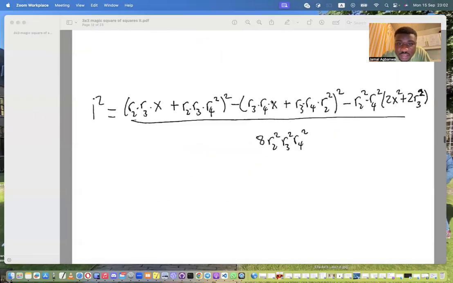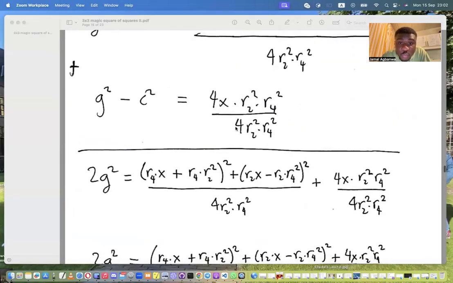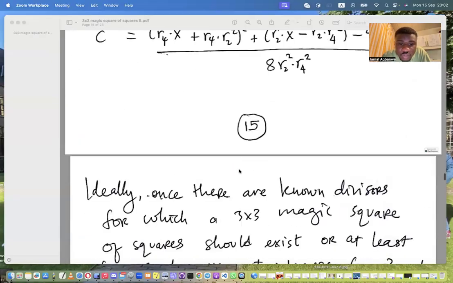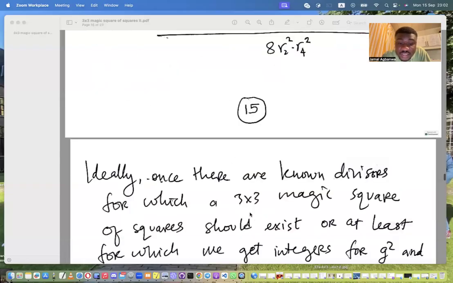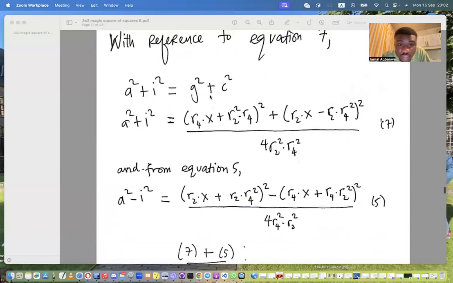So that was how we did things, and that was how we were able to get the simultaneous equation and these equations. By getting these equations, a squared plus i squared equals g squared plus c squared, the rest is just operation work, and we got this formula. Then a squared minus i squared was also from page 1 of this work, which was a squared minus i squared equal to f squared minus b squared. With a bit of substitution work, we were able to get this.